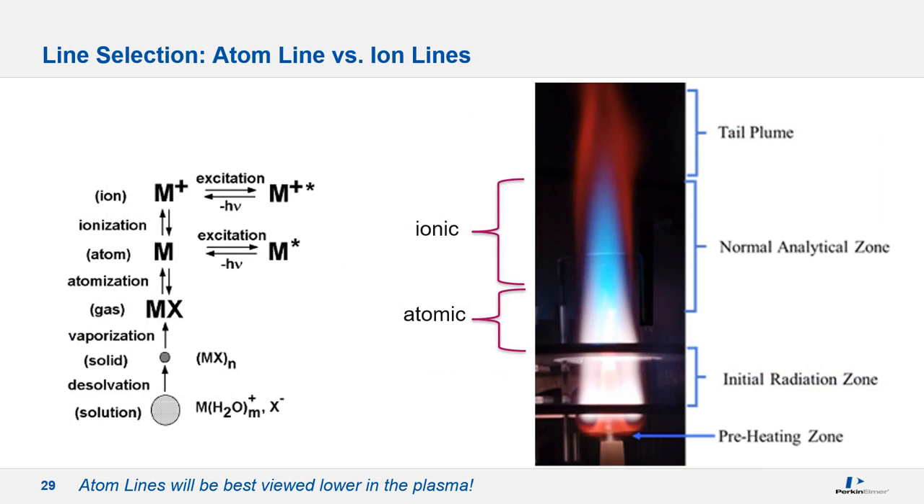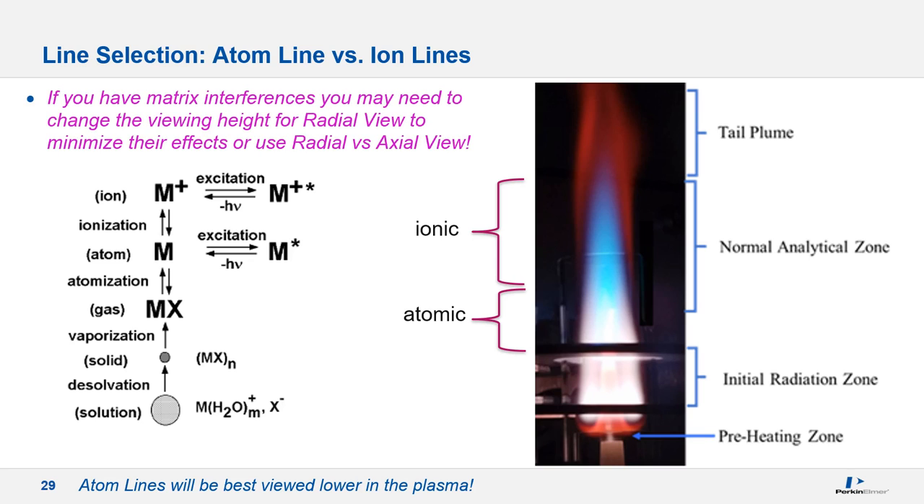Earlier, when we looked at the magnesium data, I mentioned that we may want to use a different internal standard with an atom line rather than an ion line, since the magnesium line we had in our method was an atom line. If you have matrix effects, you may need to change the viewing height in radial view to minimize their effects on atom lines. Remember that atom lines are viewed lower in the plasma than ion lines.